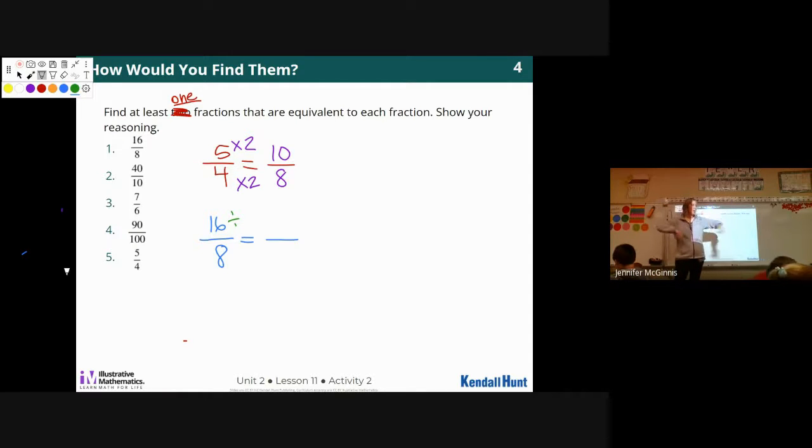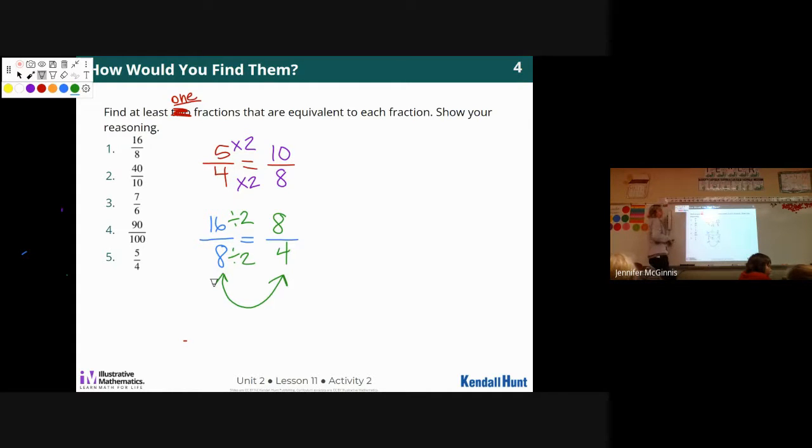Cole, help us get it. 16 divided by 2. Yes. Whatever you do to the bottom, you must do to the top. Whatever you do to the top, you must do to the bottom. Equals 4. So 16 eighths equals 8/4, right?